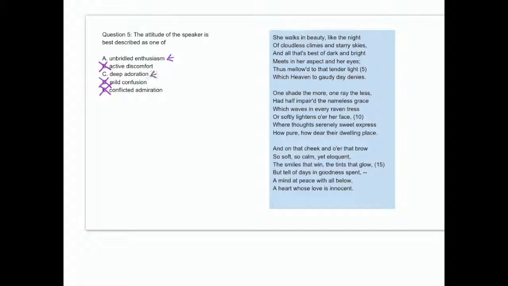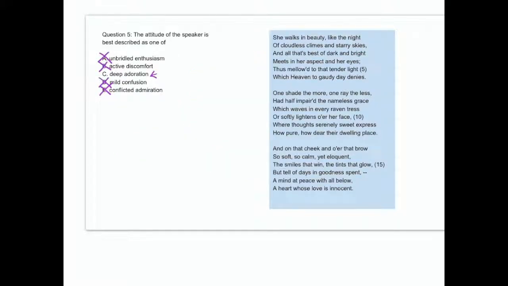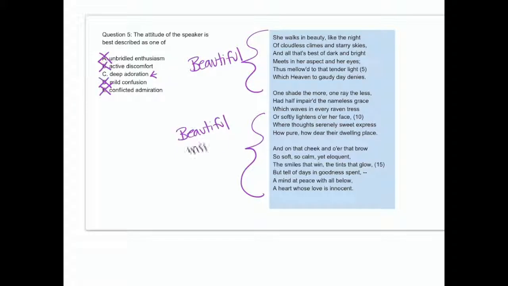That leaves us with A and C. A, unbridled enthusiasm. We don't have any diction here with which we can support this answer. The speaker comes across as sincere but calm and in control. Nothing indicates unbridled or uncontrolled enthusiasm. C, deep adoration. It's clear that the speaker believes that this woman is beautiful, inside and out. His descriptions of her include words like pure and dear. And if you think of the author and the speaker as the same, you could even say he thinks enough of her to write this poem in praise of her beauty. So, of the answers that we have, C, deep adoration, is certainly the best and the only supportable answer.